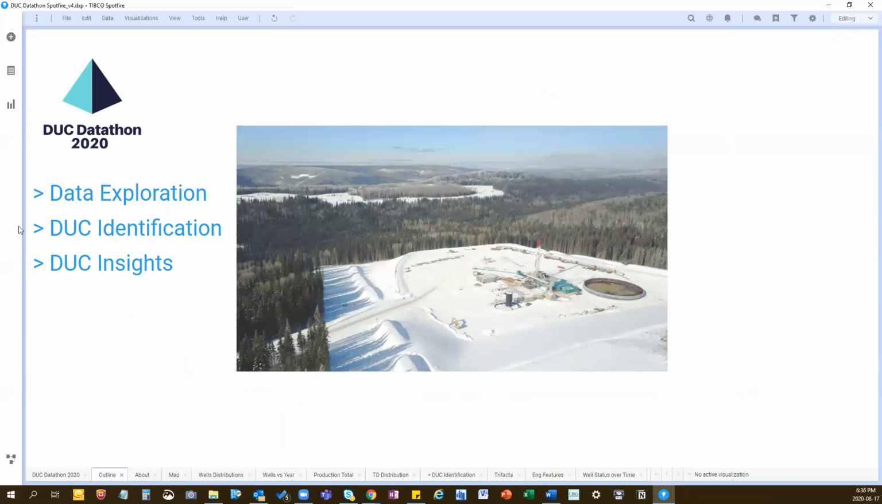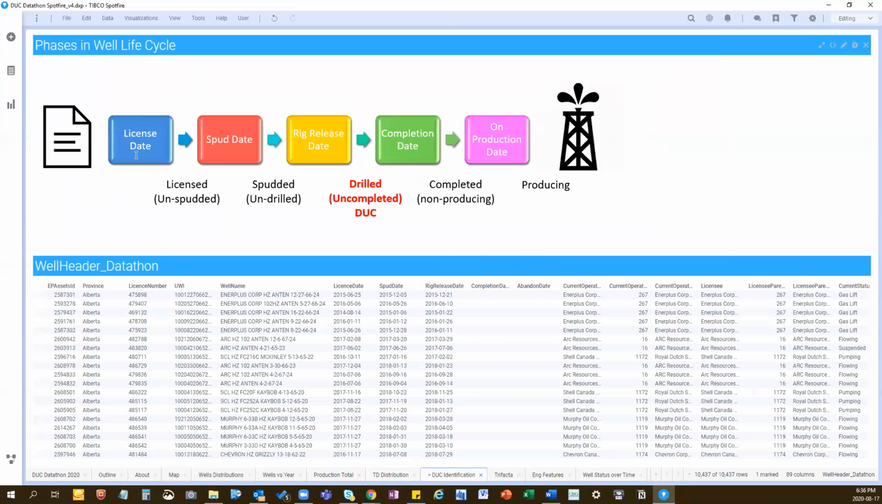Hi, I'm Luis Acosta, and I will be showing you how we did the DUC identification. In the diagram, we observe the typical sequence of events in the life of a well. A well is called a DUC in the period right after its rig release, but before it has a completion date. While our data set already has for every well a license, spot, and rig release dates, it is missing completion and first production dates.